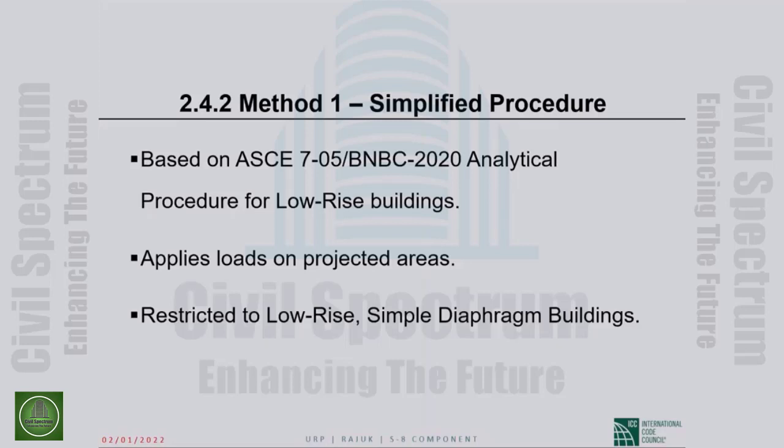So this method one, so-called simplified procedure of BNBC, is based on the low-rise analytical procedure, as we call it. And that is also in ASCE 7 and BNBC. And you will see very distinct similarities between the two. It applies loads on projected areas as opposed to perpendicular to the roof. You know, if it is a pitched roof, the loads are applied on projected areas. It is restricted to low-rise buildings as defined in ASCE 7 or BNBC, simple diaphragm buildings.